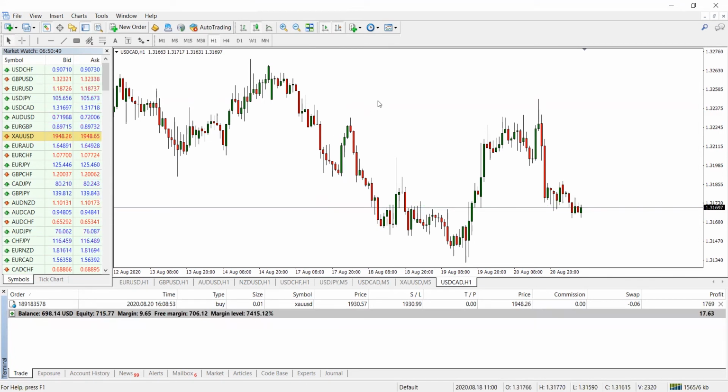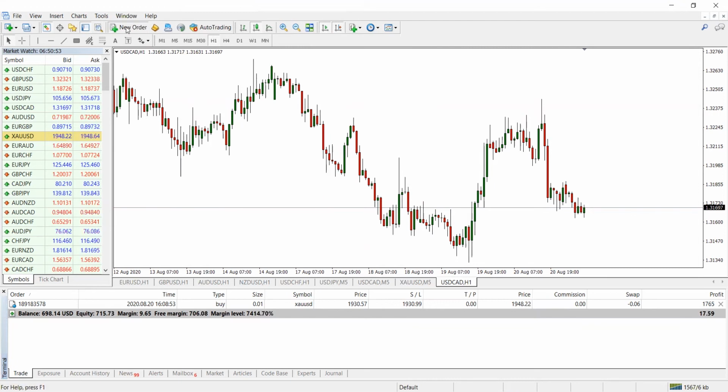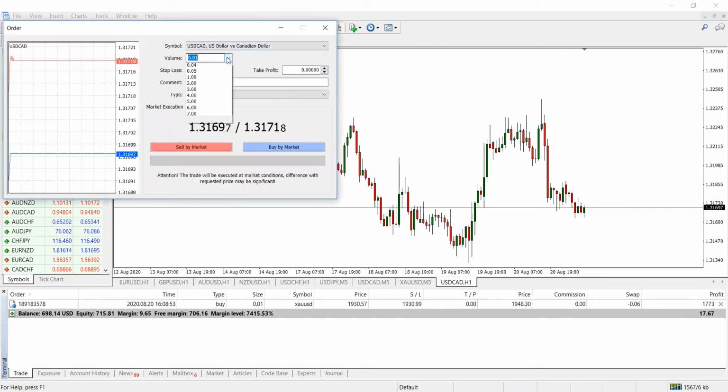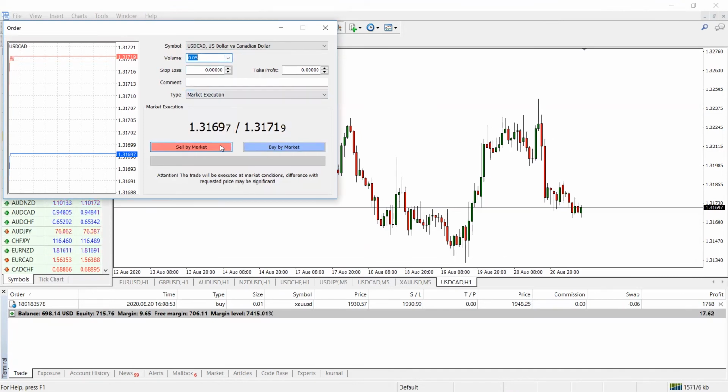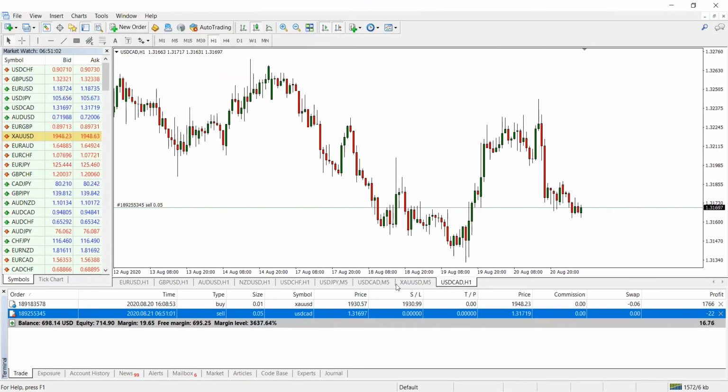Now, what if we have a bigger volume? Let's place another trade here. But this time around, let's use a bigger volume. Let's use like 0.05 and then we click on sell. Now we have the volume at 0.05. Now I want to close this 3 times. That means that most likely I'm going to close it 0.02, 0.02, and 0.01 in any order that I like.